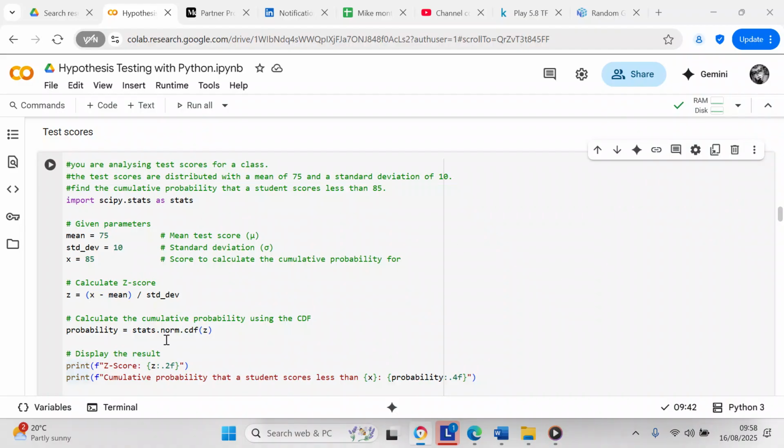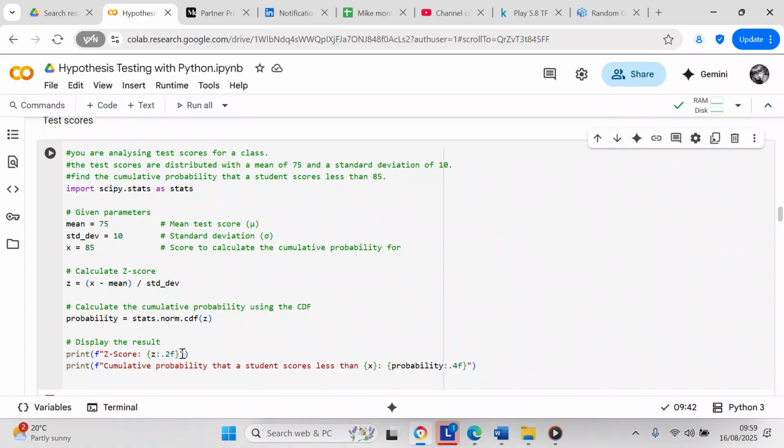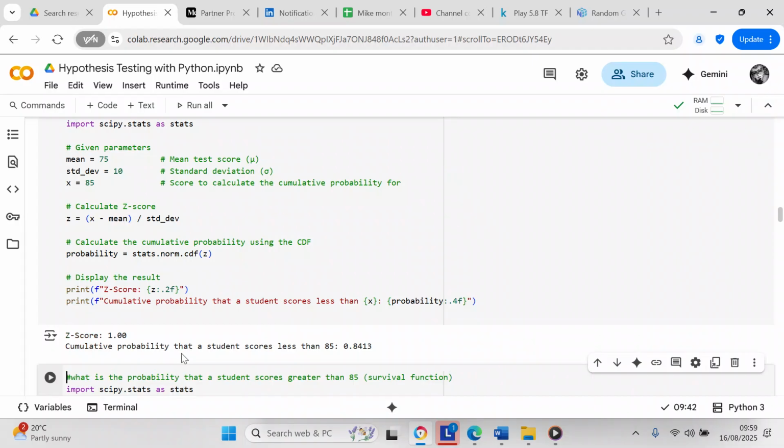Now we're going to calculate the probability. Probability equals stats.norm.cdf(z). Stats is scipy.stats, which is Python's scientific library, norm is the normal distribution, and CDF is the cumulative distribution function, which is a function in stats. We're going to display the z-score and the cumulative probability that a student will score less than 85. Your z-score is 1, and your cumulative probability that a student will score less than 85 is 84.13%.